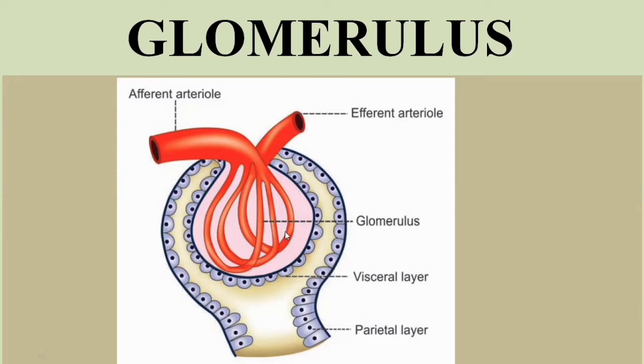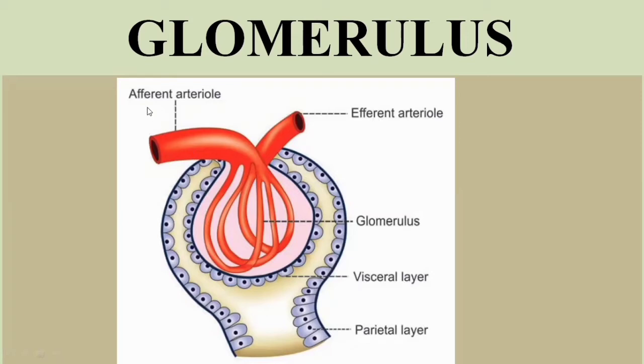These tiny capillaries make up a structure like a sieve. Then these tiny capillaries again combine together and form an arteriole, and this arteriole coming out of the Bowman's capsule is known as the efferent arteriole.